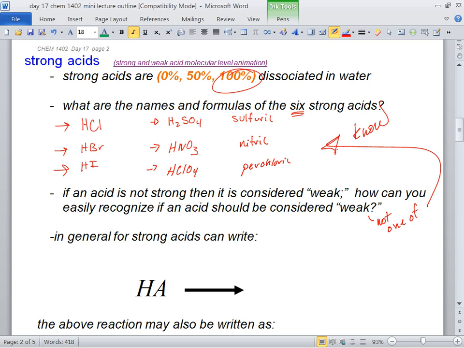Not one of those. Strong acids. We can write HA goes to what plus what? What would you write, Jose? Just a general way of saying this. HA goes to, like this could be HCl. A is just a general way of writing this. So it would go 100% to what plus what?